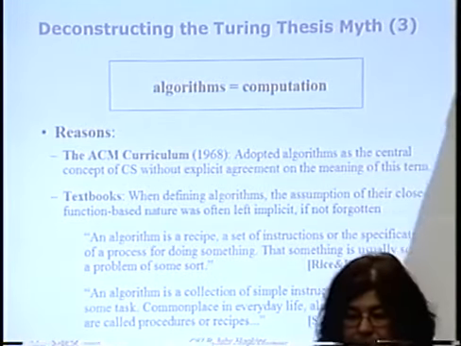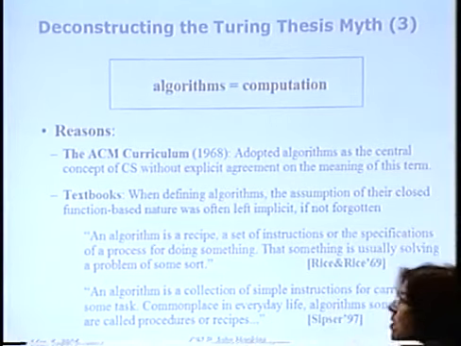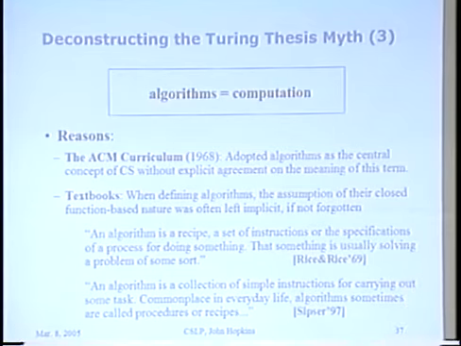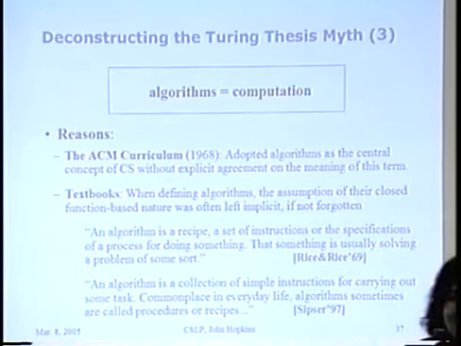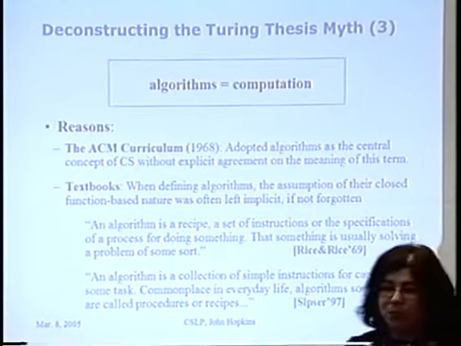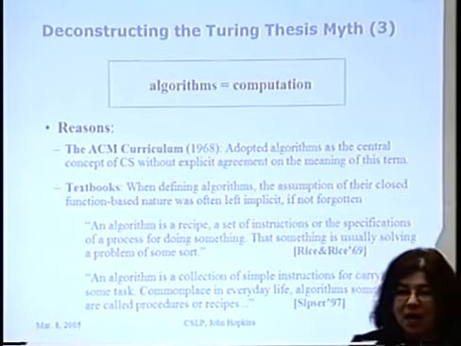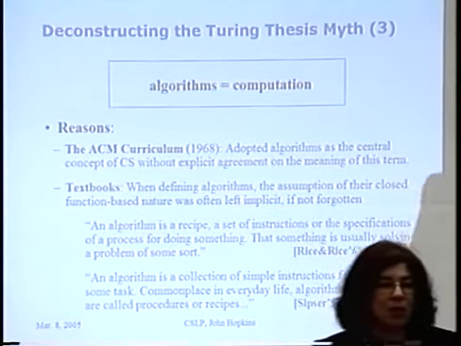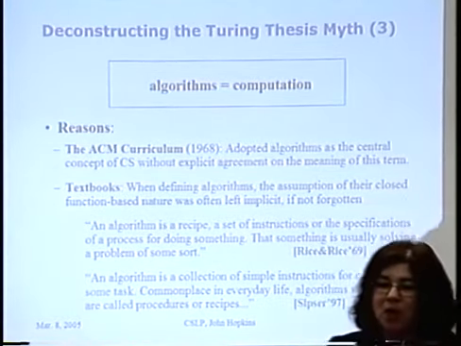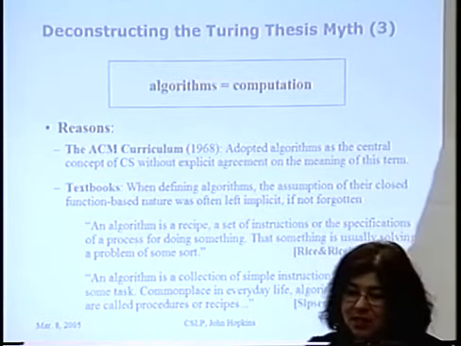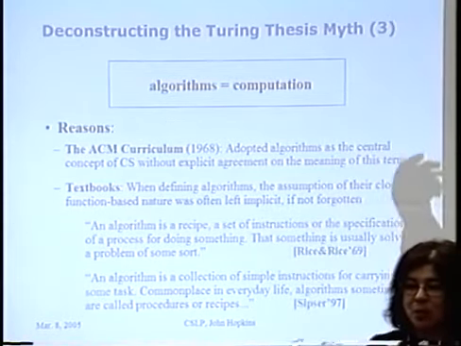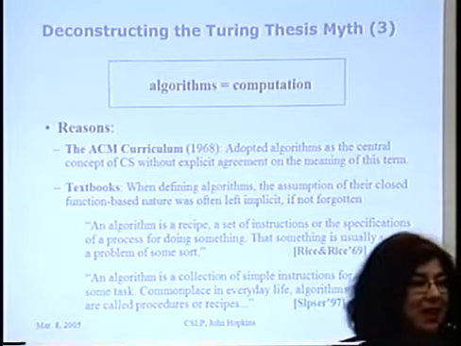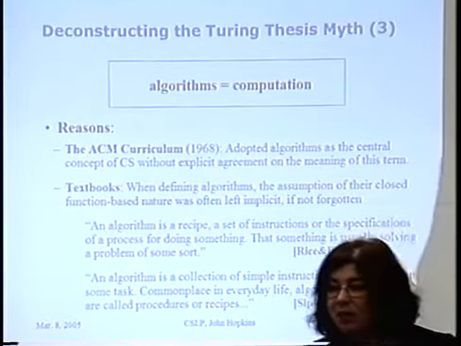What happened then, what ruined everything, is this equivalence here. This equivalence is again for a reason, and the reason was the ACM. In the 1960s, computer science programs started popping up all over the country. And the ACM said, well, we must provide a common curriculum for all these programs, and for that we need to define what exactly is and is not computer science. And so in 1968 they put out this big report where they adopted algorithms as the central concept in computer science.